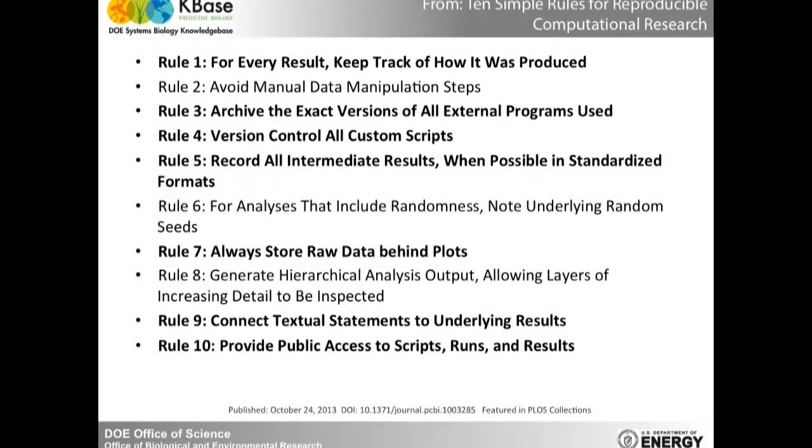So the rules that we built the system to adhere to are, in a sense, these 10 simple rules for reproducible computational research, which came out after our project was funded, in PLOS Computational Biology. The major thing is that we keep track of every result and how it was produced. We archive exact versions of all the external programs used. We have version control for all custom scripts and data, for that matter. We record all intermediate results in standardized formats, kind of, sort of. We can talk about that.